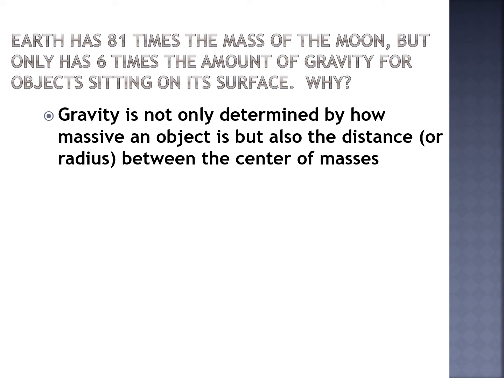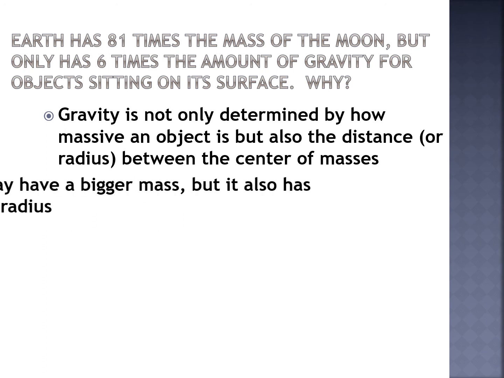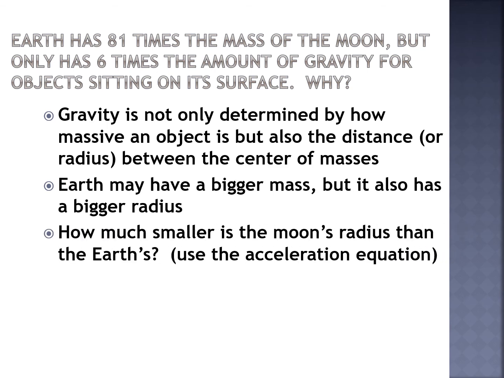Well, that's because the radius of Earth is also larger. And the larger the radius, the further you are from the center, and gravity goes down. So because it's 81 times more massive, it has 81 times more gravity, but because you're further from the center of Earth at the surface than you are from the center of the Moon at its surface, you're going to have less gravity because of that, and it balances out to only be 6 times as much. So the Earth has a bigger mass, but it also has a bigger radius.